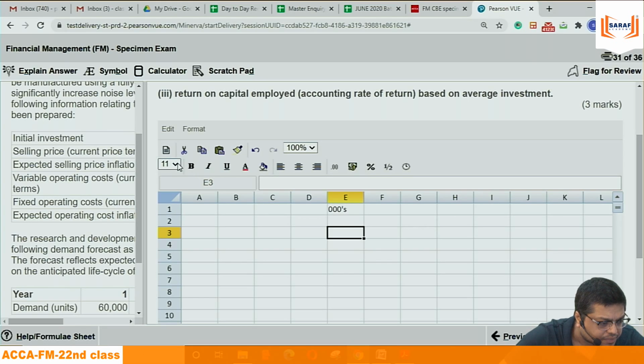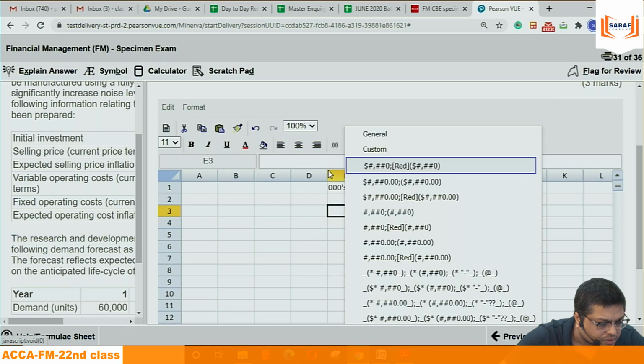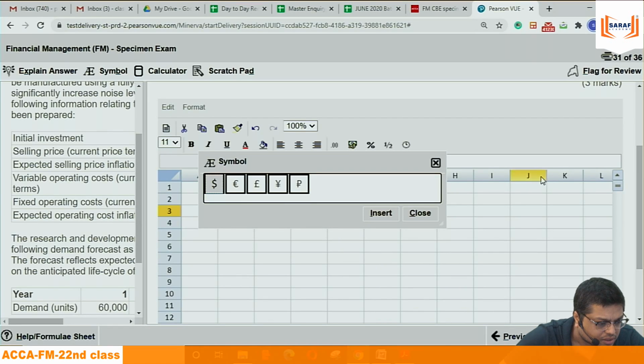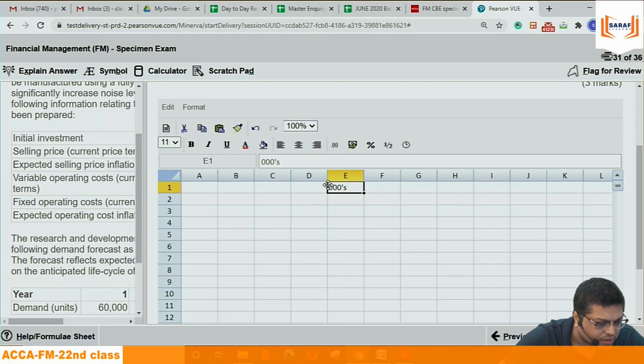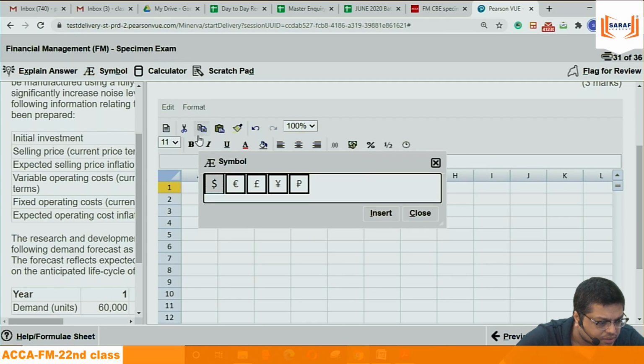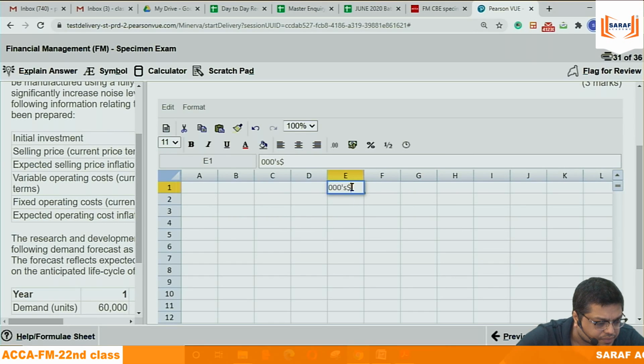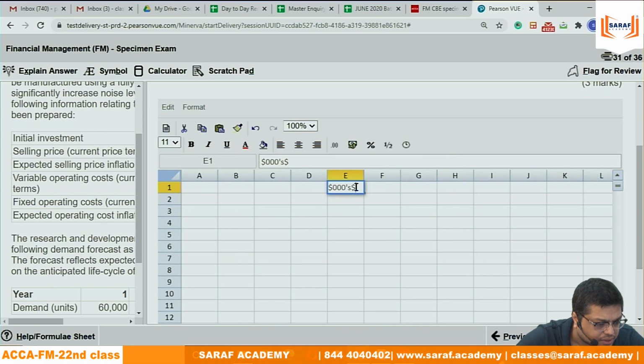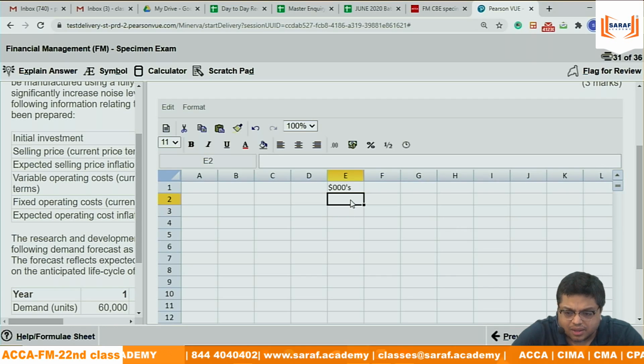copy paste. Sorry, I'm mad. Symbols. First of all, I need to select where I need to put it. Now symbols, dollars, insert. It is better that I put here symbols, dollars, insert. So I'm writing the figures in dollar thousands.